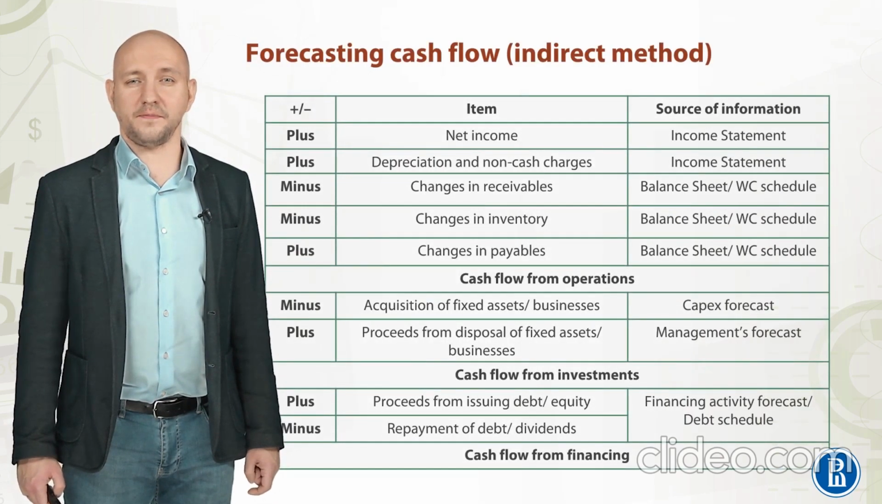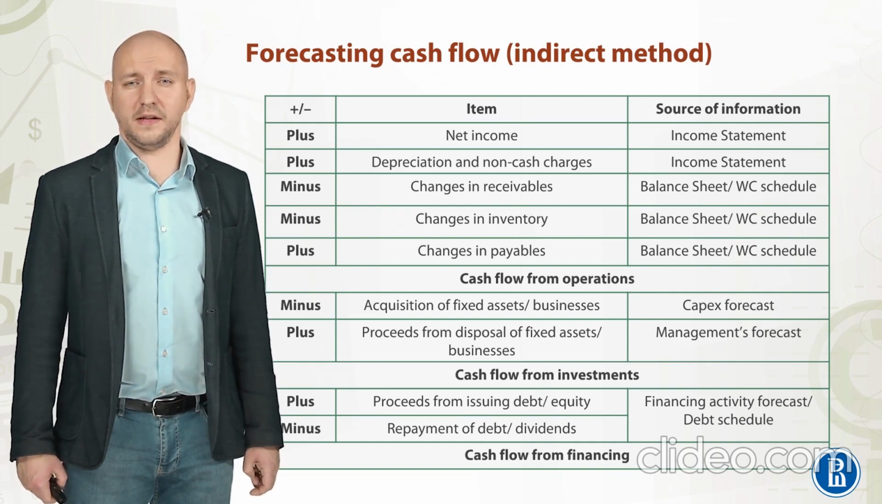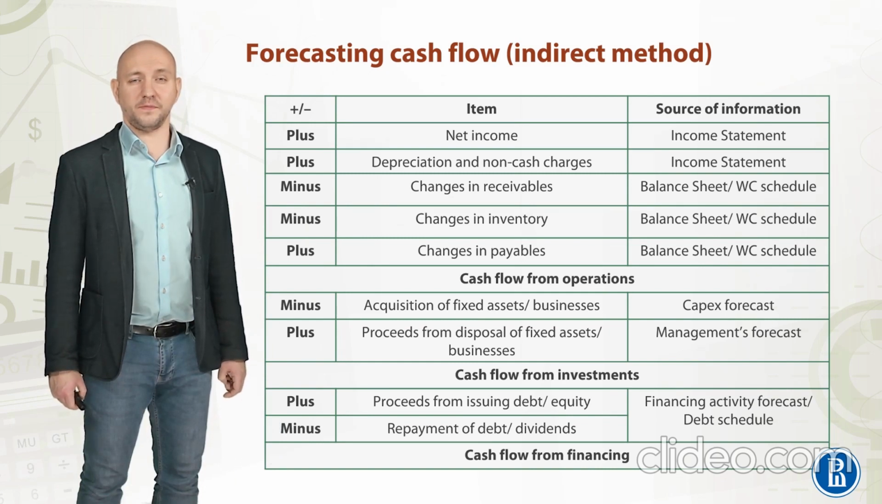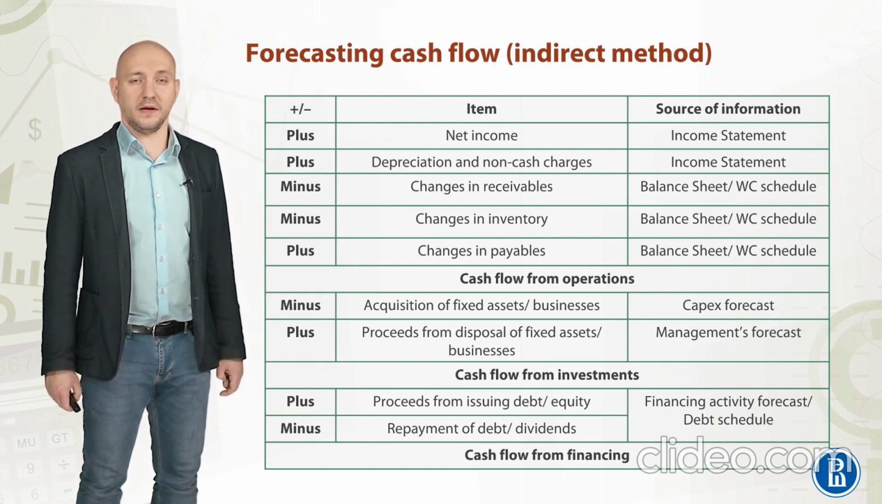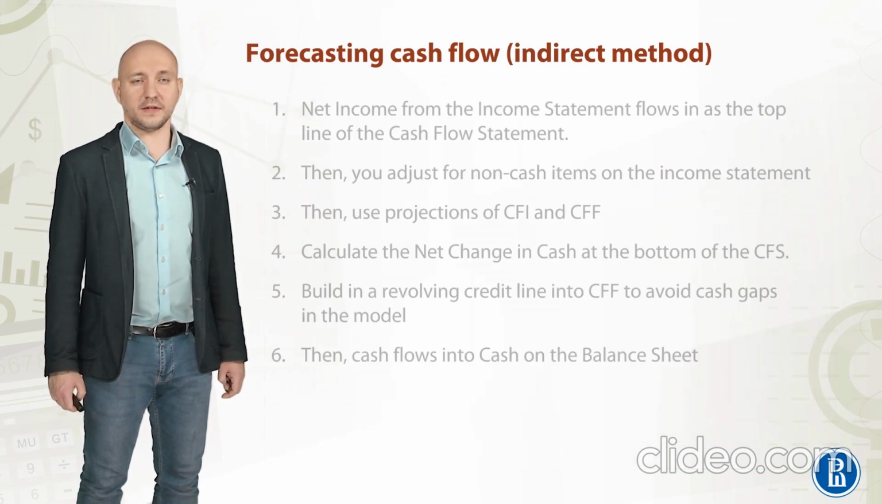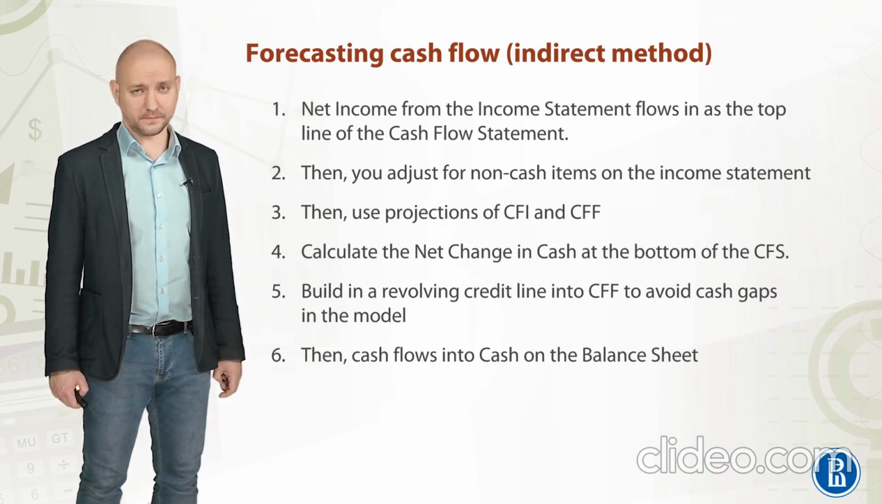Here we see a typical cash flow of a company presented in a way of indirect method. We start from net income, then we add some non-cash charges, including depreciation. We correct this by changes in working capital, and we come to the level of cash flow from operations. Then we calculate cash flow from investments, and then we calculate cash flow from financing. So again, let's understand better how it could be done.